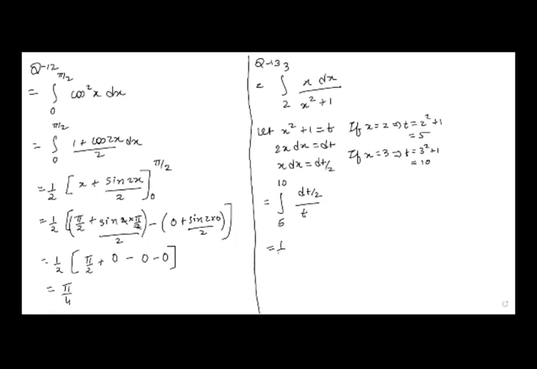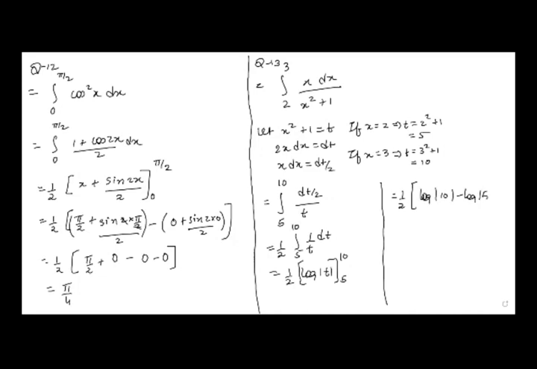So now I will change my limits from 5 to 10, dt by 2 upon this is t. So 1 by 2 will come outside, integration 5 to 10, 1 by t dt, which is log mod t, and we'll keep the limits as 5 to 10. So we'll first keep the value of t as 10 and then 5. So applying property of log, I can write this as 10 by 5, which is log 2. This is my final answer.